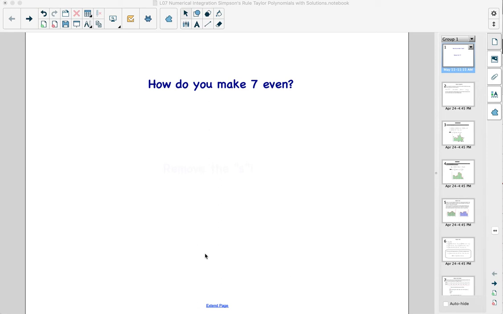All right, welcome back to GLS4OM. This is our last lesson in Unit 7, Techniques of Integration. Today we're going to be looking at numerical integration and Simpson's rule, Taylor polynomials.